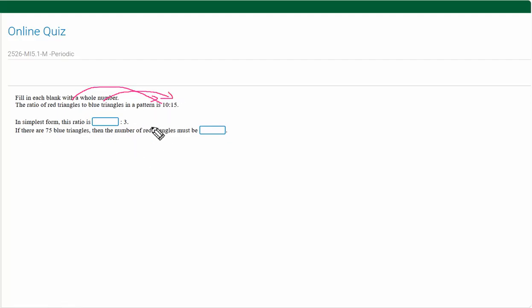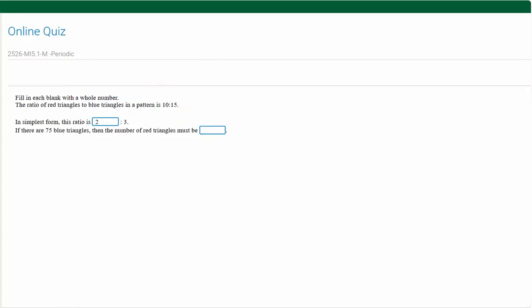Okay, now in this one, how did it go from 15 to 3? Nothing changed, the order didn't change. We divided here by 5. So we divided here by 5 as well. Remember, what we do to one part, we also do to the other one. So this one, 15 divided by 5 is 3. The other one, 10 divided by 5 is 2.